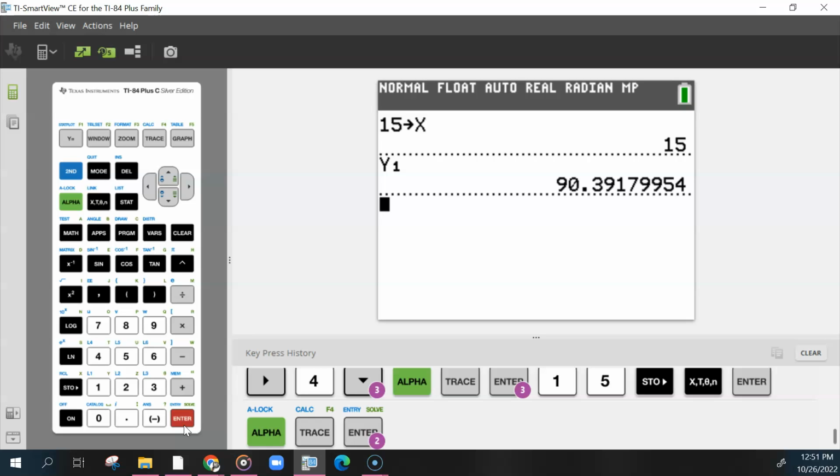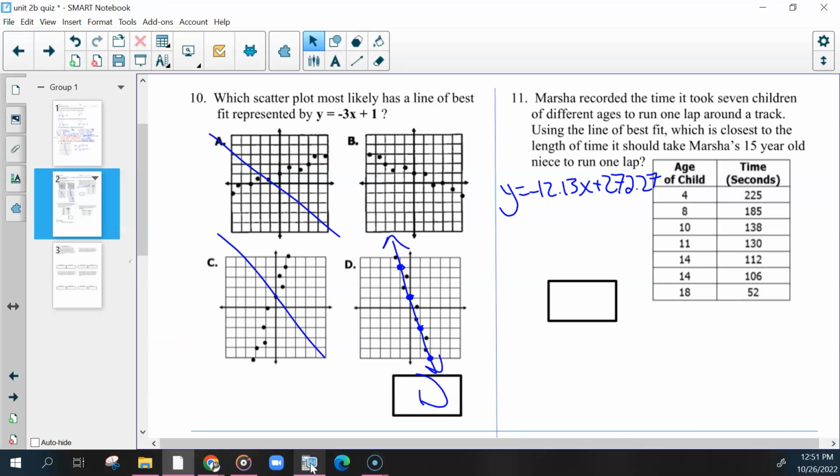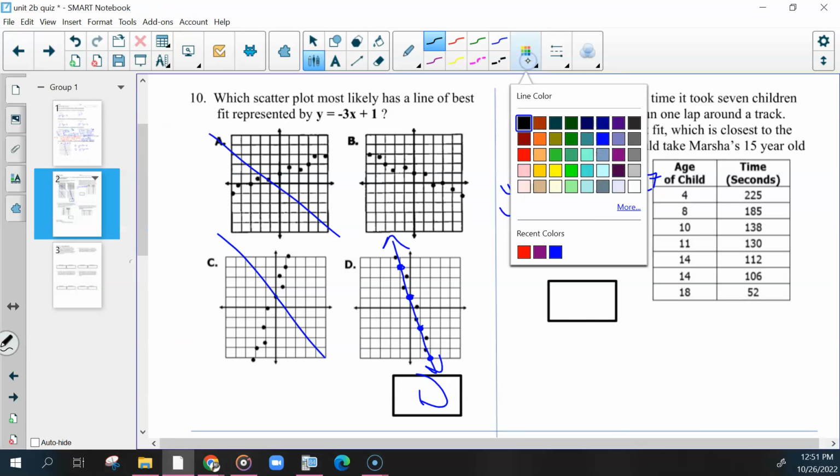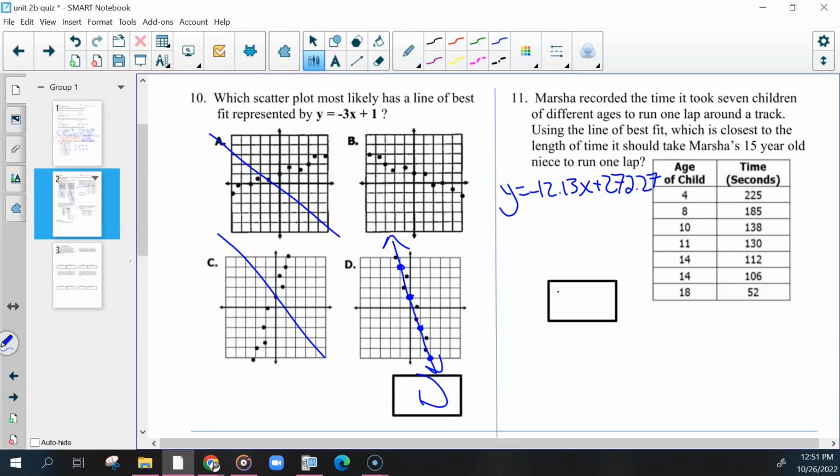Again, rounding was fine. So 90.39 was fine, 90.4 was fine, 91 was too much, or 90 was too much. 90.3 was also fine. You also needed to put what we were looking for. So seconds, be specific.